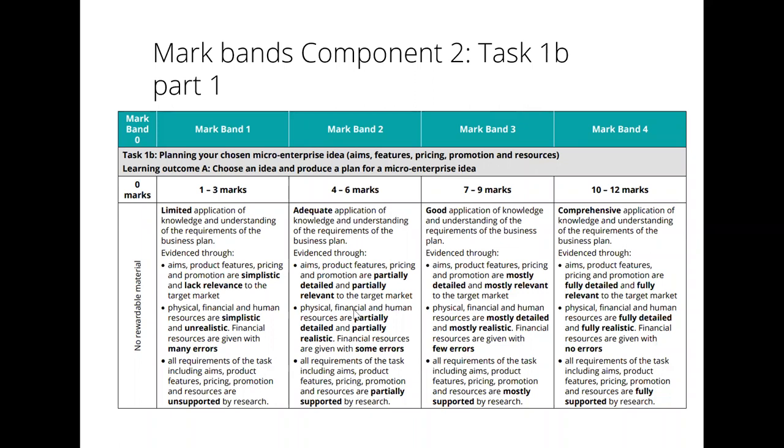So they don't change. Again, if you notice for this part of task 1B, there are three traits. The first trait looks at aims, features, pricing, and promotion. The second trait looks at physical, financial, and human resources. The third trait looks at all of the requirements, but how the research supports it. So there's three traits. You could think about, okay, this section of the business plan fits into this trait, and this section fits into that trait. And then, how have they used the research? Have they used it to support the things they've done in the other bits? Okay, so that's the first part of task 1B.